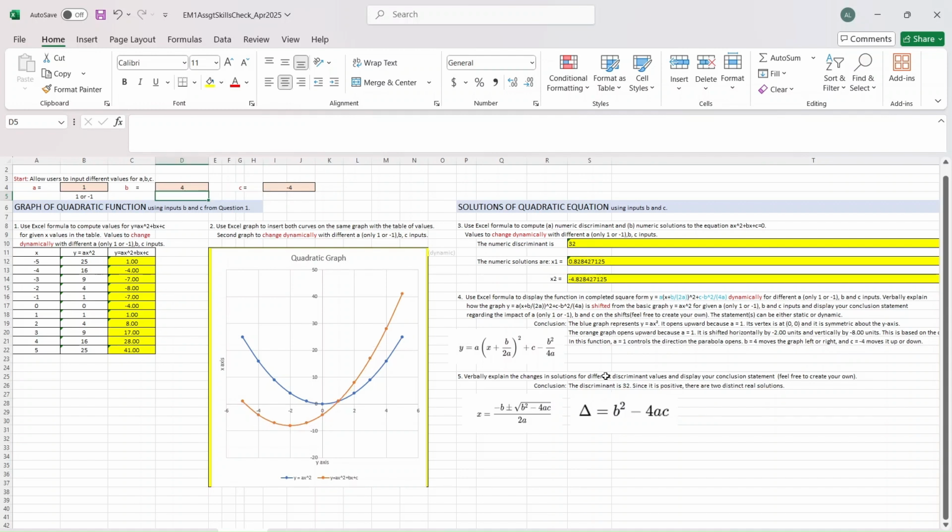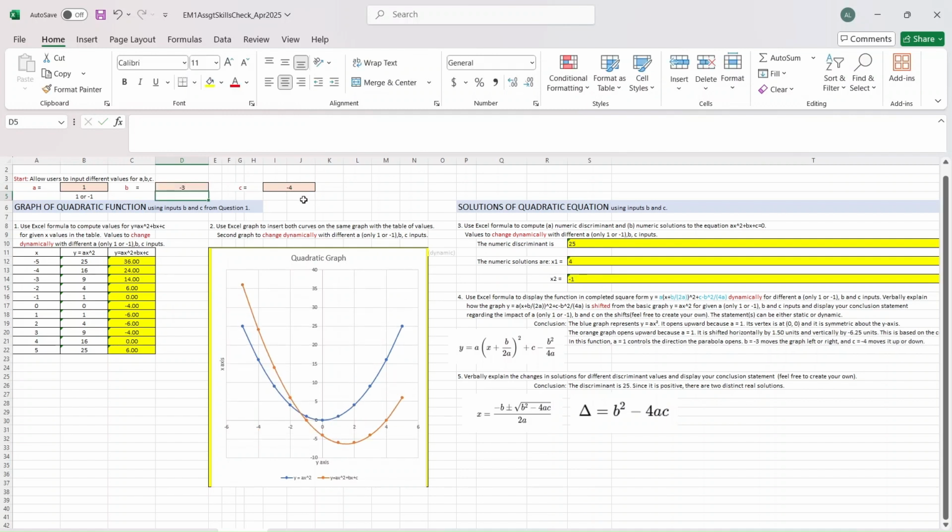For example, if my a was 1, my b is negative 3, my c is negative 4. You can see that the discriminant is 25. Since it's positive, there are two real solutions as it crosses the x-axis at 2 points.